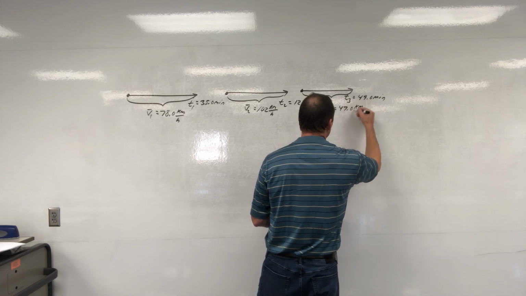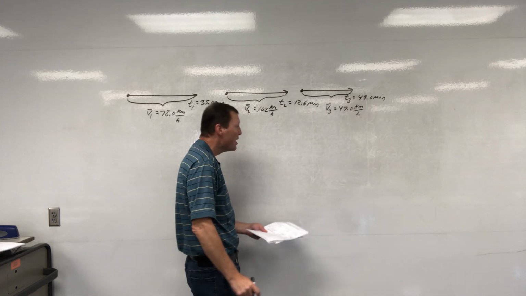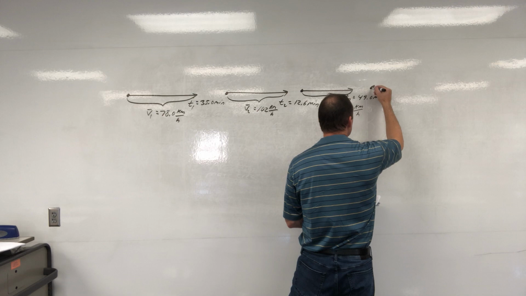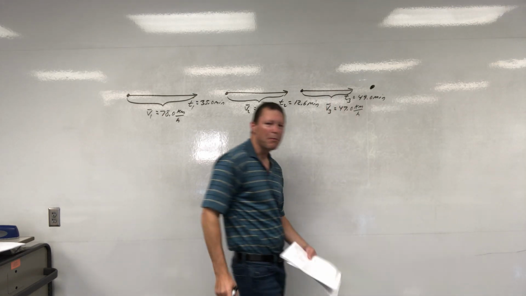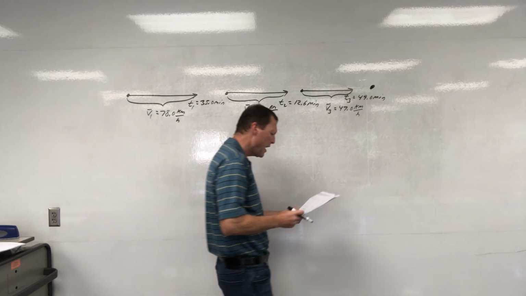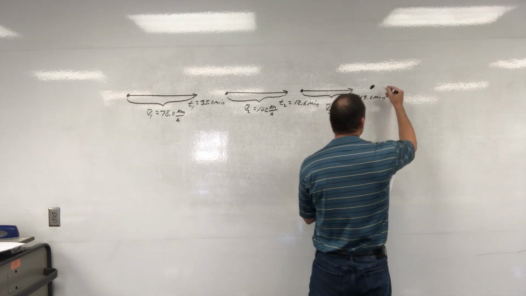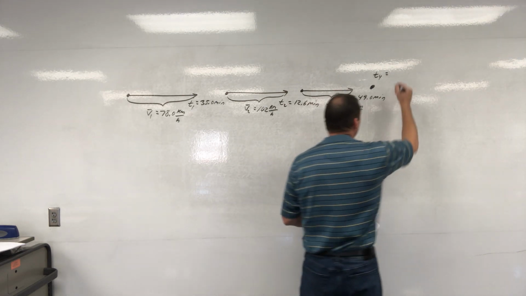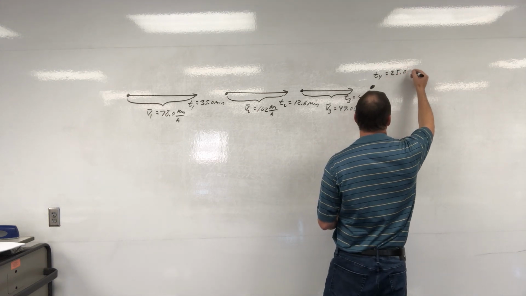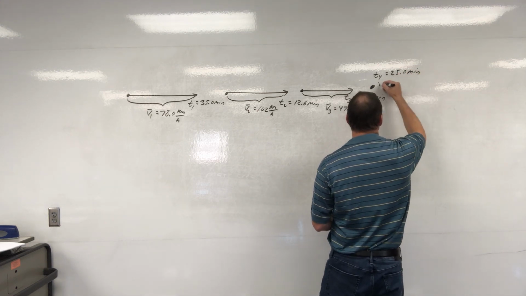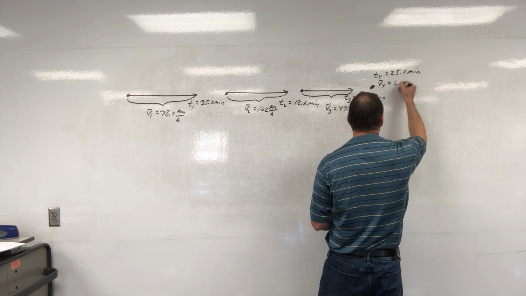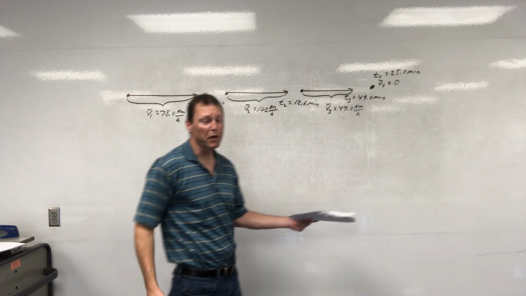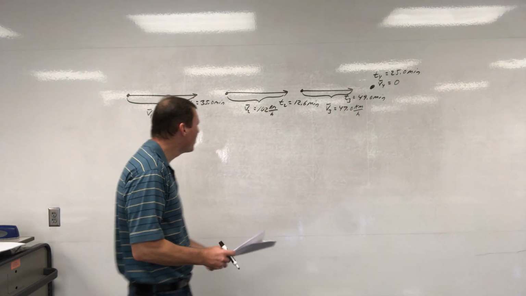47.0 kilometers per hour. And in the final leg of her trip, I'm just going to draw a big old dot, a big old point mass there. And let's see, we'll make this T4. And that was 25 minutes. And the average velocity was 0 because she wasn't moving. All right, so there we go.